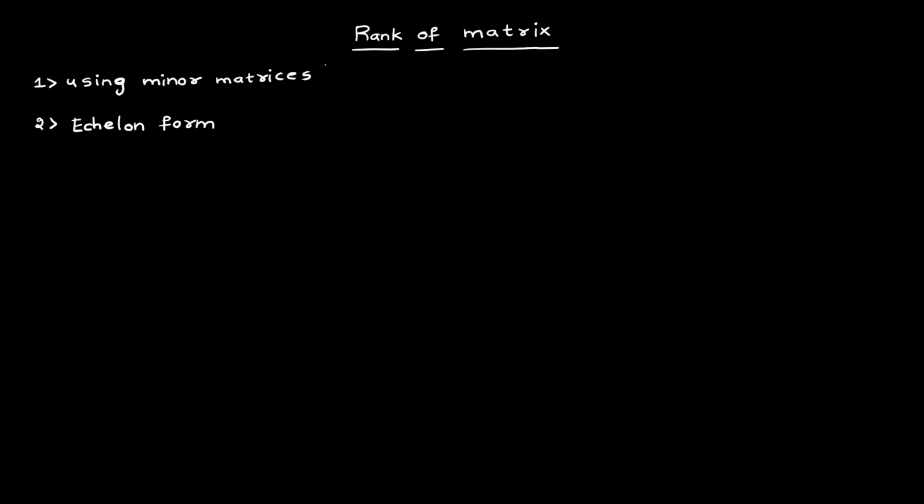In this video, we will find out the rank of a matrix using some examples. We will take various matrices and try to find the rank of each. To start with, for any given matrix, we can find the rank using two methods. One is using minor matrices and the second one is echelon form. In this video we will completely discuss how to find the rank using minor matrices.